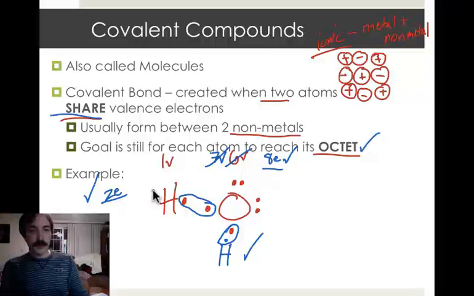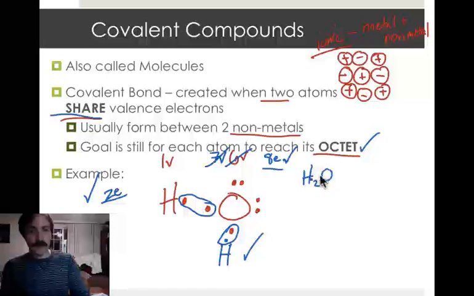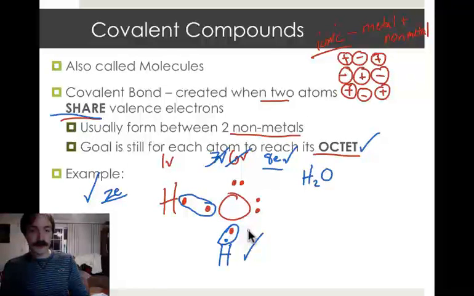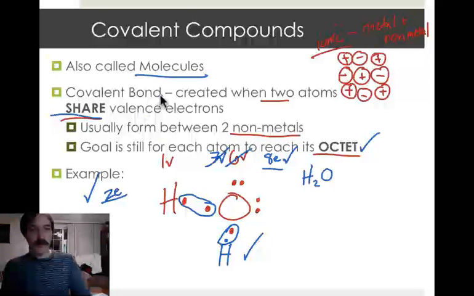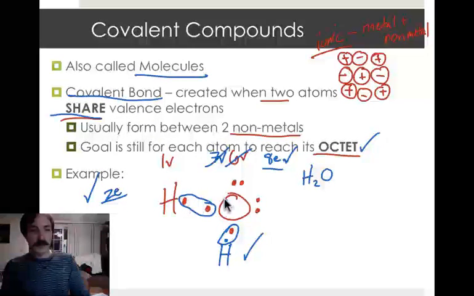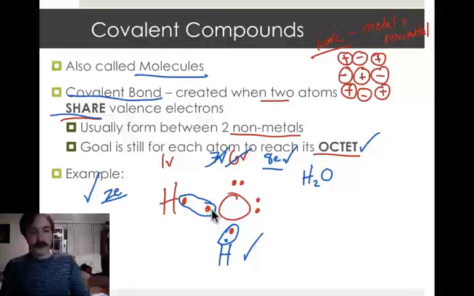What compound have we formed? Well, there's 2 hydrogens and an oxygen. In other words, this is H2O, or water. Water is a molecule. It's held together using covalent bonds. Those covalent bonds are created when the hydrogen shares its electron with the oxygen, and in turn, the oxygen shares its electron with the hydrogen.